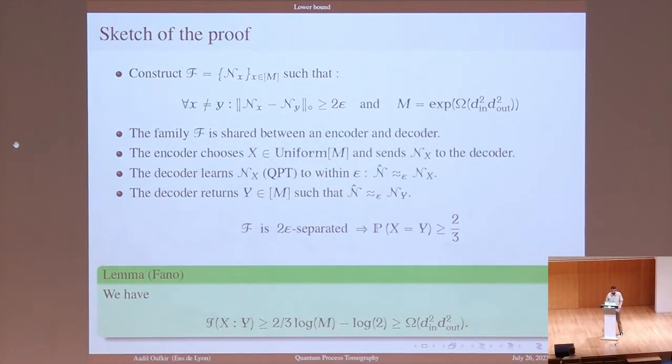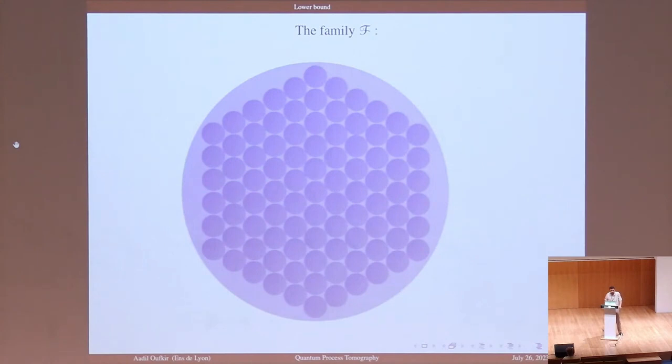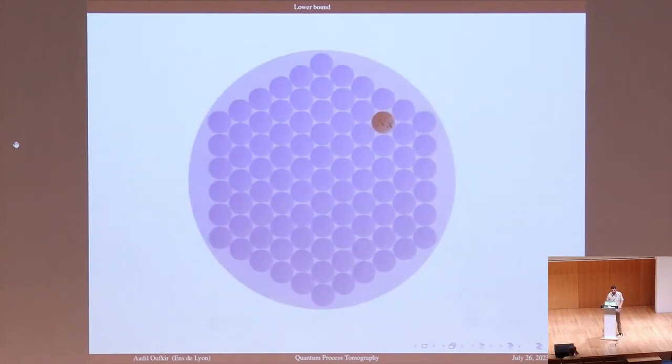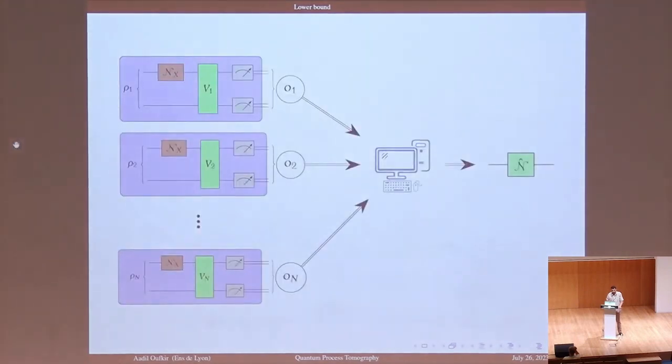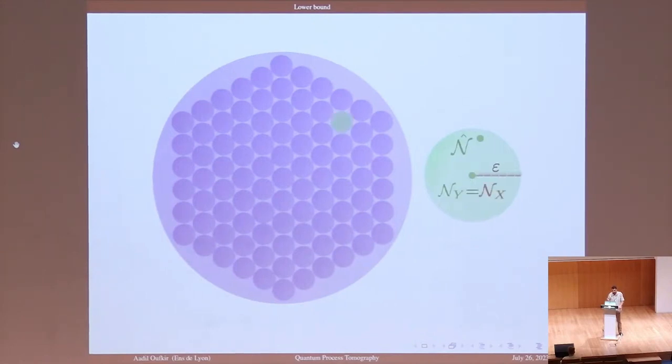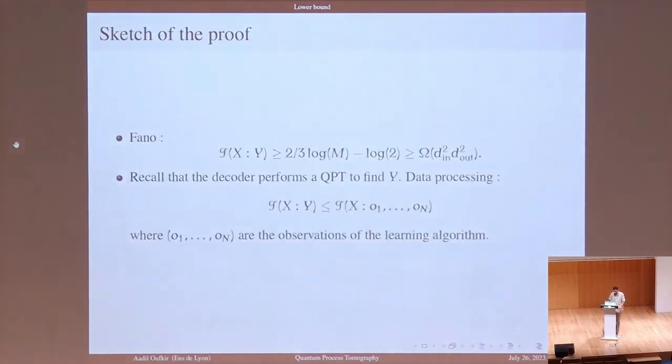So before going to the second part, the upper bound on the mutual information, let me illustrate the first part. So this is our family F, where we make a ball centered at each element of the family of radius epsilon. Since the family is 2 epsilon separated, the balls are also separated. Then we encode a message uniformly at random, we send it to the decoder. The decoder runs a quantum process tomography to construct N-hat, then looks for the ball that contains N-hat, and since N-hat is epsilon close to N_X, these balls should coincide, and so X is equal to Y. By Fano's inequality, the mutual information between the encoder and the decoder is at least some constant times d_in squared times d_out squared.